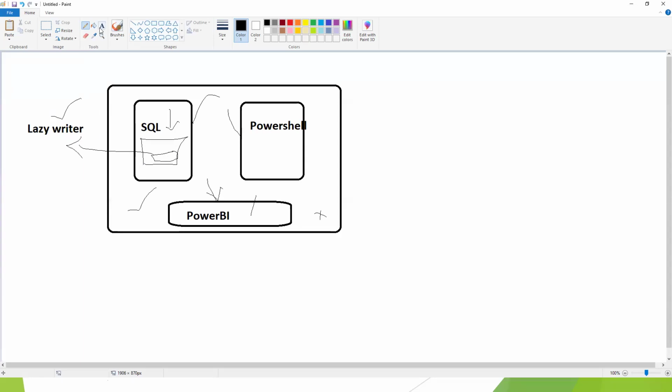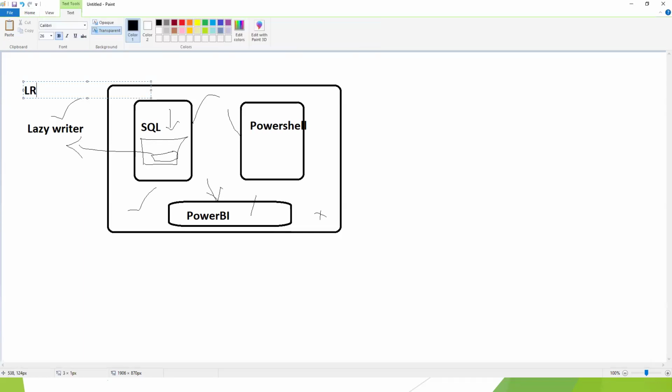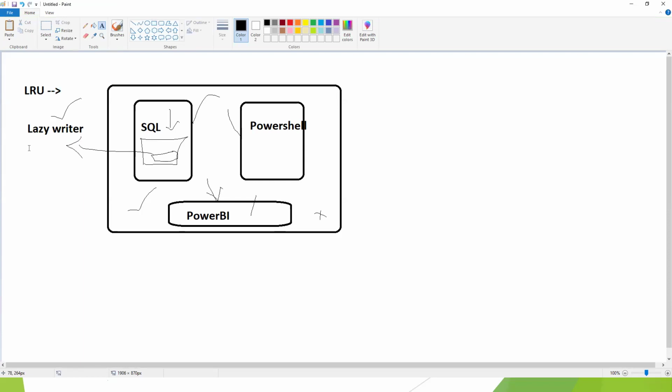On what basis it will remove is, we all know, it is an LRU algorithm, least recently used algorithm, right? So it calculates based on the number of modified pages, based on the number of pages that I have in the memory, and it will also calculate internally the free pages, right? So available free pages in the memory. If it doesn't have available free pages, then whatever is LRU, least recently used, if the pages are not recently used, right? So those pages will be removed from the disk. Sorry, removed from the memory. That is your data cache, okay?